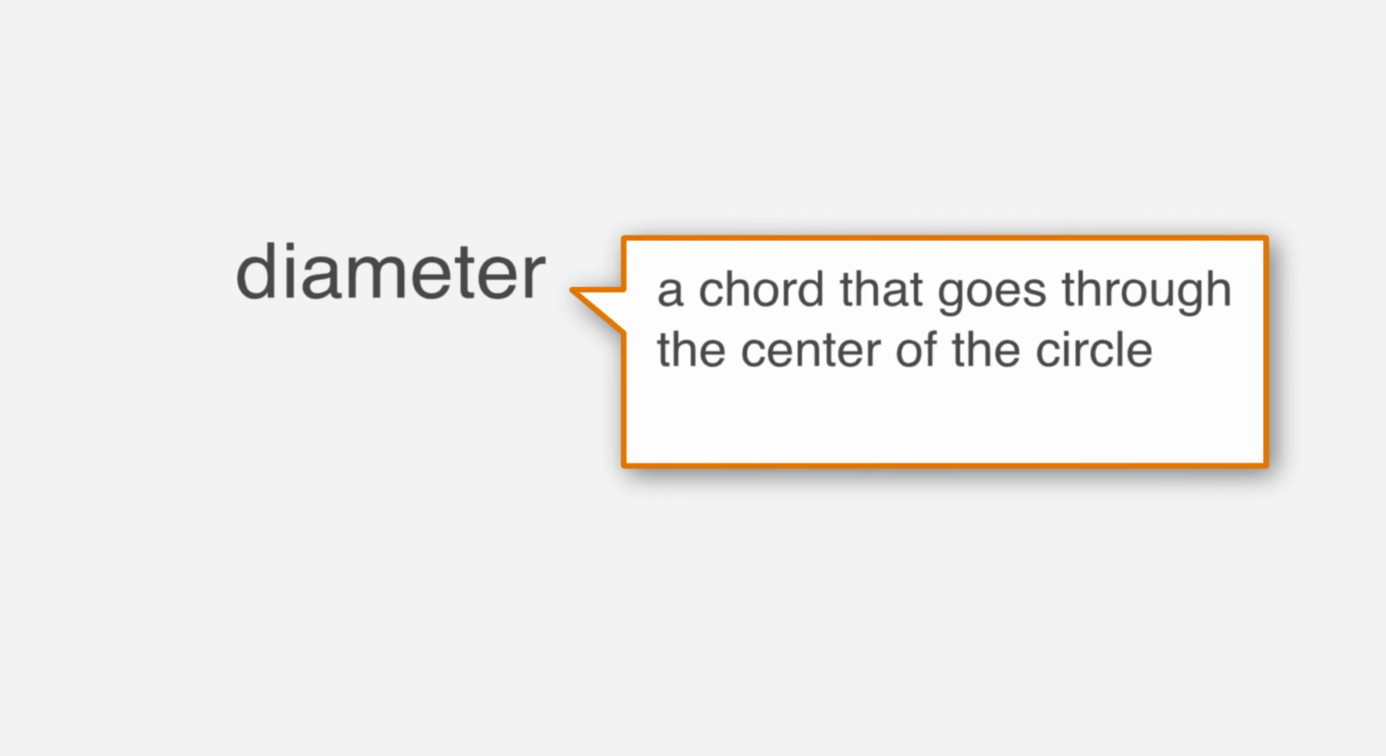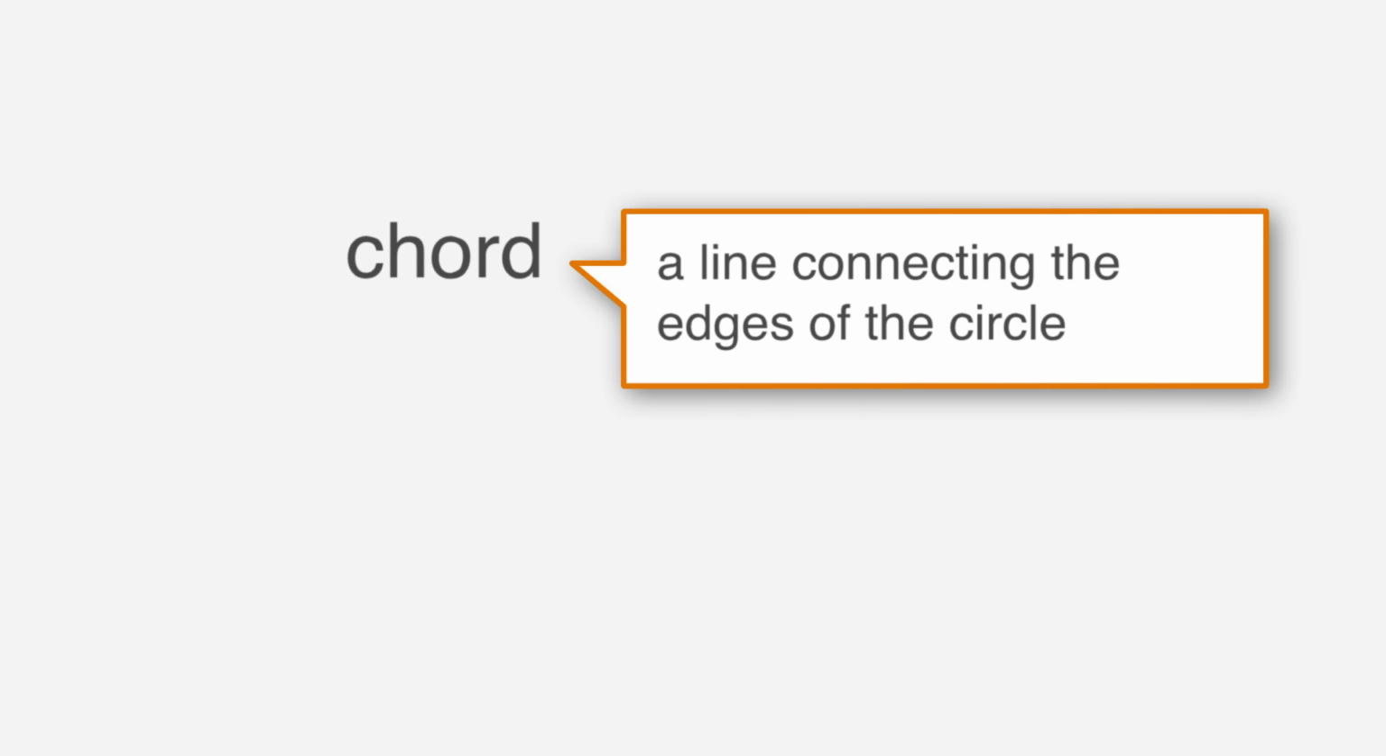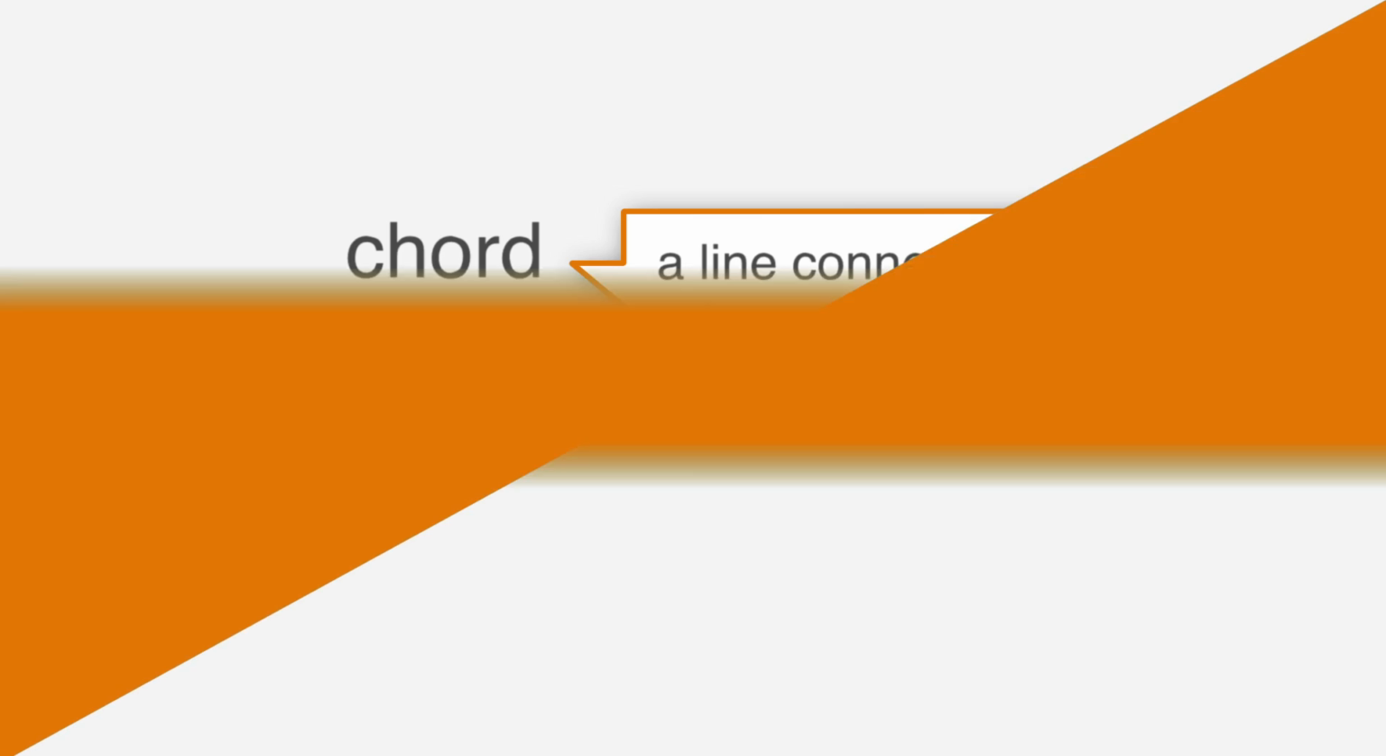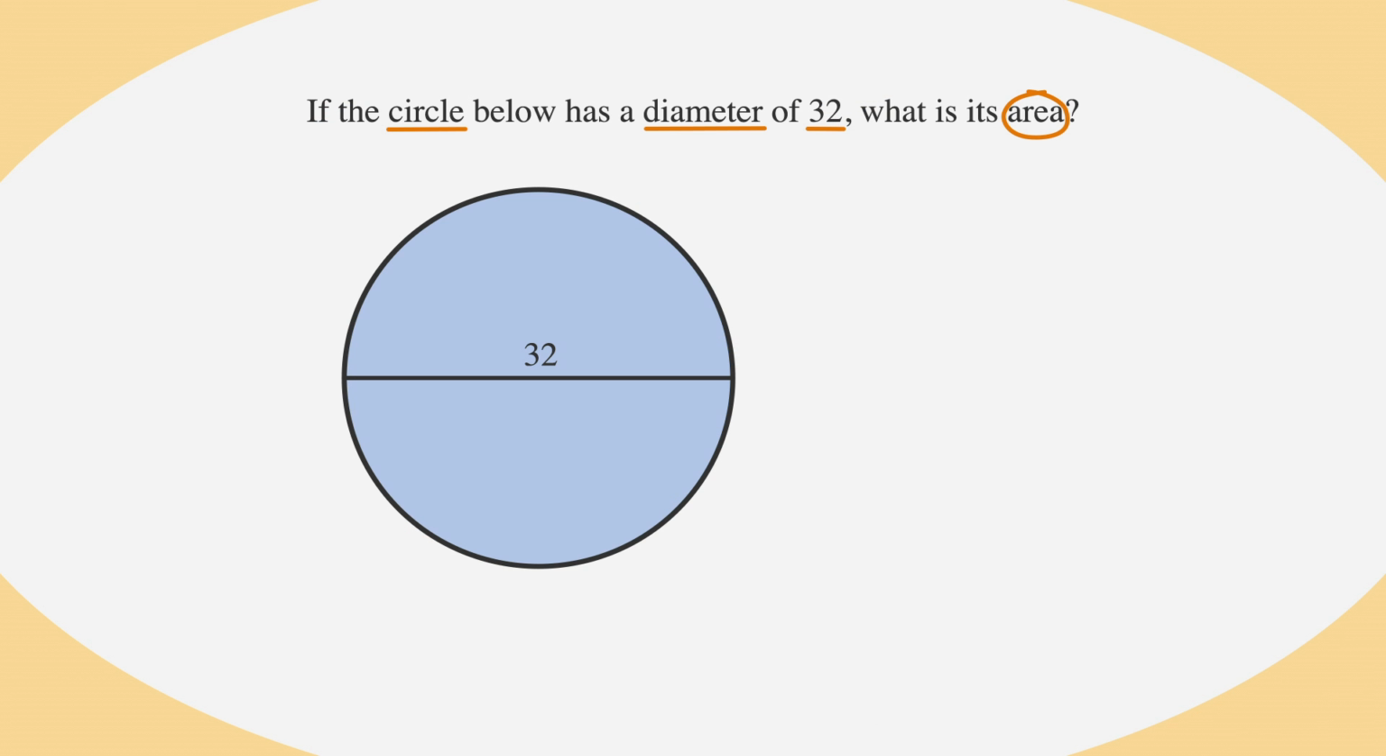Okay, we've broken down the question and pulled out the information we need. Now let's work through the problem. The diameter is a chord that goes through the center of the circle, and a chord is a line connecting the edges of the circle. Returning to our problem, let's use the diameter to find the radius.